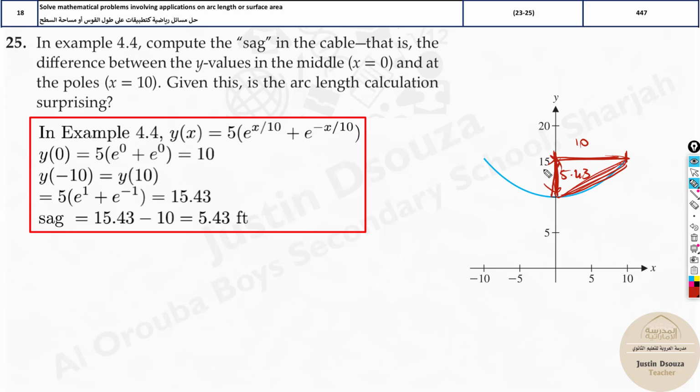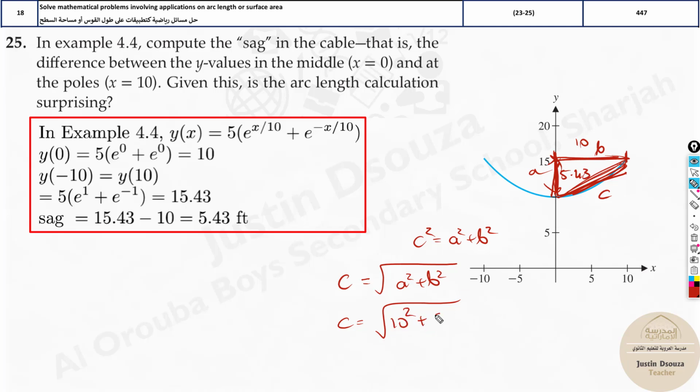We'll just estimate it. So Pythagoras theorem: the hypotenuse is the longest side. This is the hypotenuse C. And if you imagine this is A and B, it's given as C squared equals A squared plus B squared. So in order to find C, you just have to take square root on both sides. It will be the square root of A squared plus B squared. So C will be the square root of 10 squared plus 5.43 squared. Now this is the arc length, but over here it's on one side only. So whatever answer you get over here, you just multiply it by 2 to get the estimate of arc length.